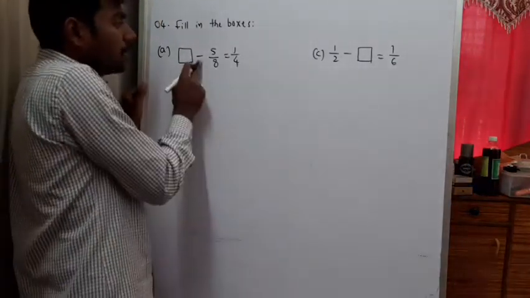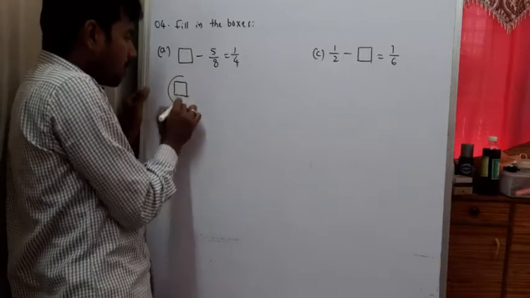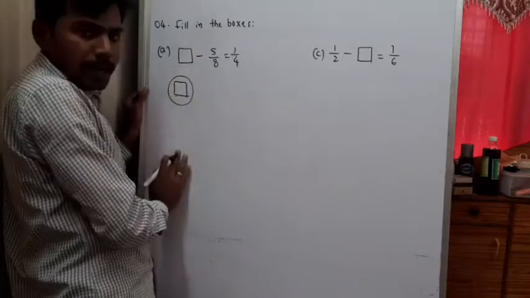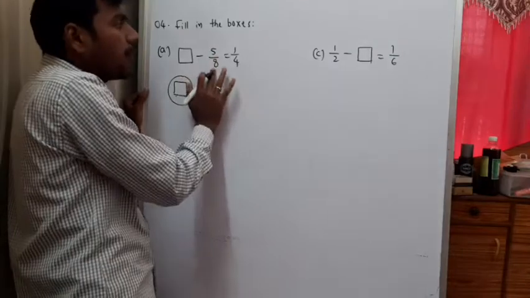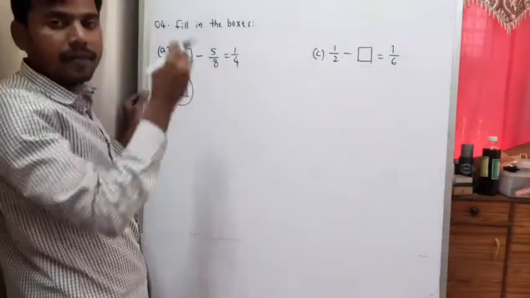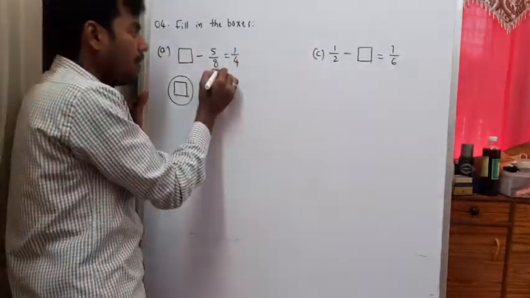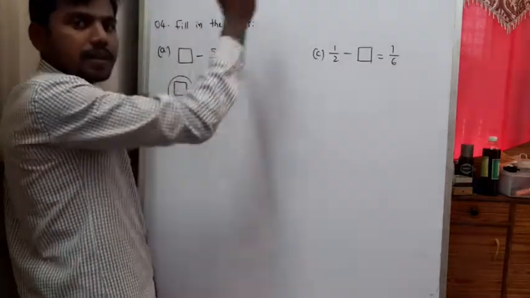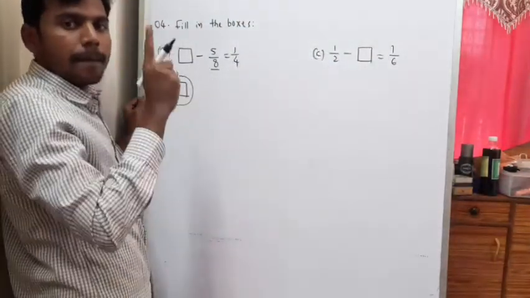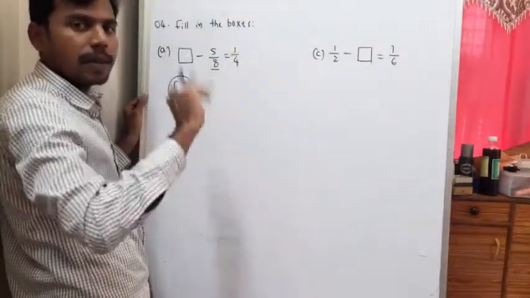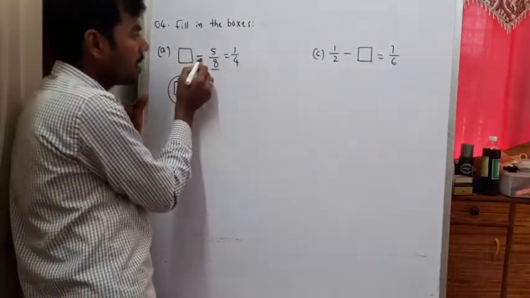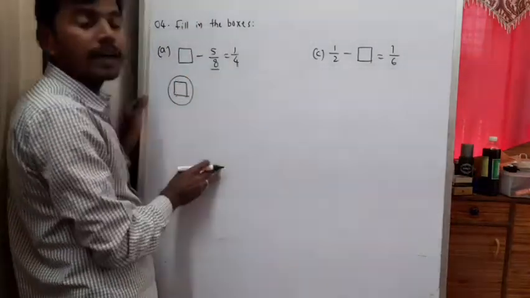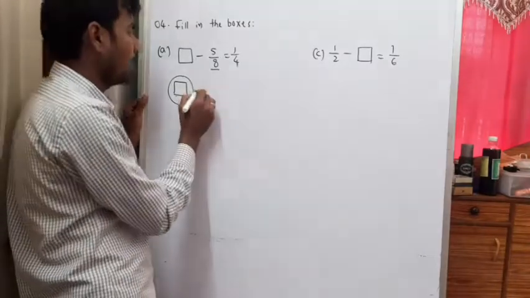Fine. This minus 5 by 8, I want this box separately. I'll keep it as it is. I'll transfer this minus 5 by 8 to the right hand side. If I transfer the number from left hand side to the right hand side, minus will become plus and plus will become minus. What is there here? Minus is there. If I move to the right hand side, it will become plus.